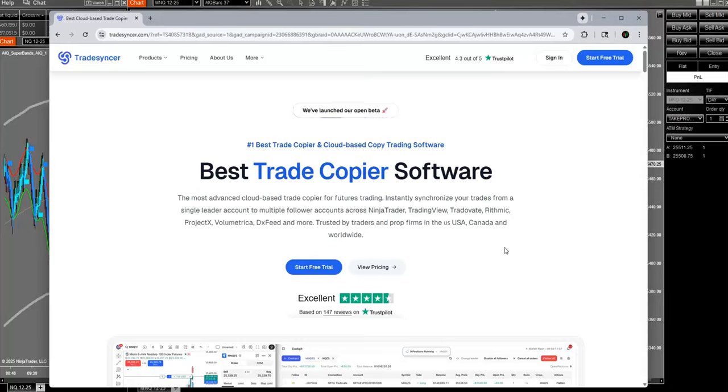I mean, I give them a lot of credit. It can talk to DirectX, it can talk to TradingView, NinjaTrader, Tradovate, Rhythmic, and so on. But it's running on their servers. You hope. Cloud-based copy trading service.